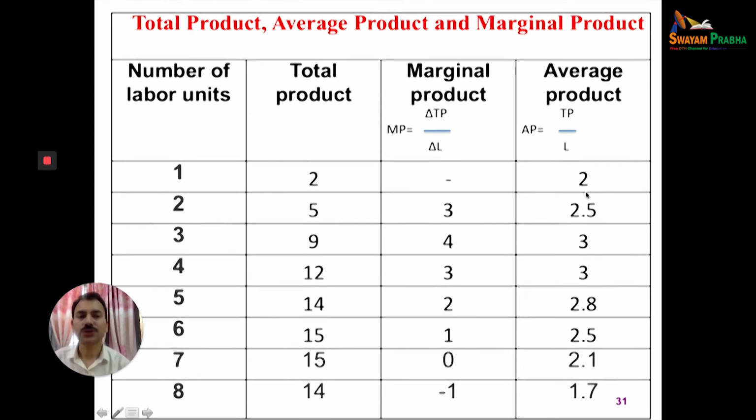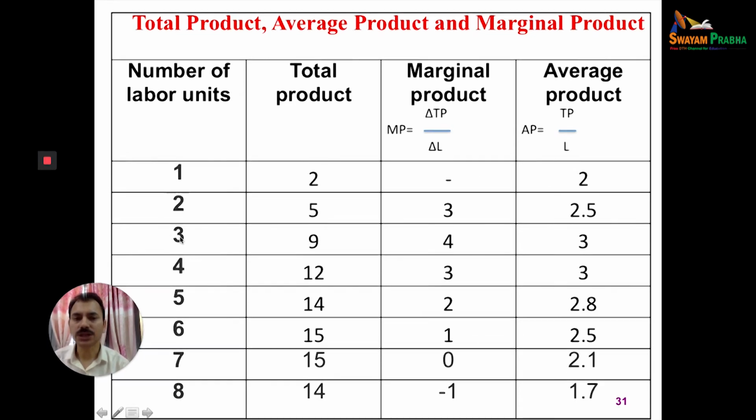Average means per unit output: total product divided by the number of units used, that is labor. 2 divided by 1 is 2. 5 divided by 2 is 2.5. 9 divided by 3 means 3. 12 divided by 4 is 3. 14 divided by 5 is 2.8.